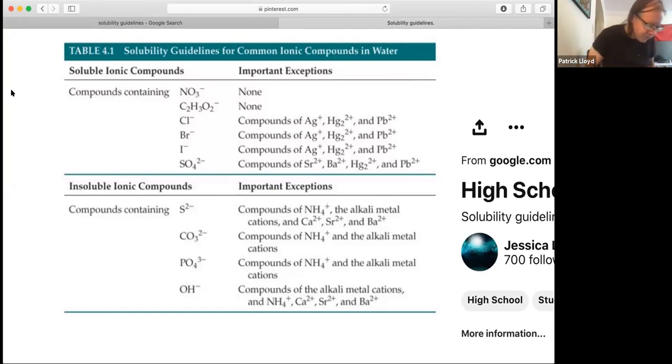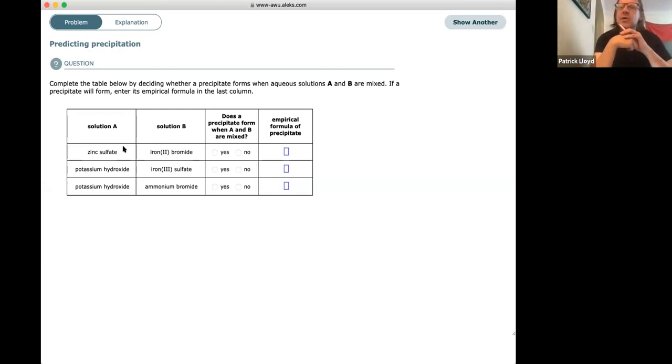Okay, so let's take a look at a problem. This question is just going to ask you whether things form a precipitate, and if they do, what does it form? What's the chemical formula, the empirical formula of it? Now, you'll have to practice, with your periodic table, going from the name to the formula, because you need to write the formula at the end. So let's take a look at this.